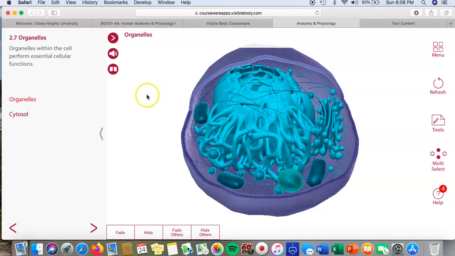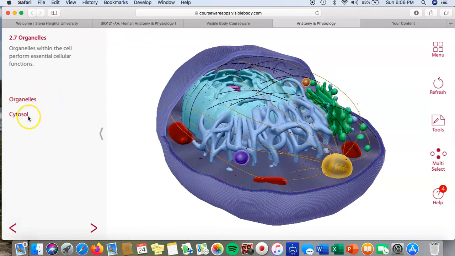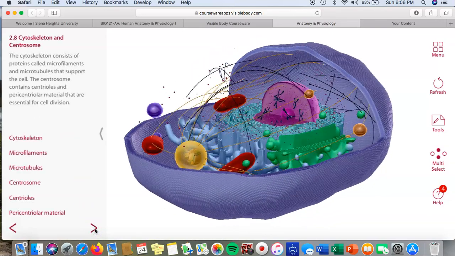But when you take the organelles and the cytosol together, that's called the cytoplasm. So everything that's inside of a cell is called the cytoplasm. All right, let's first start with the cytoskeleton.